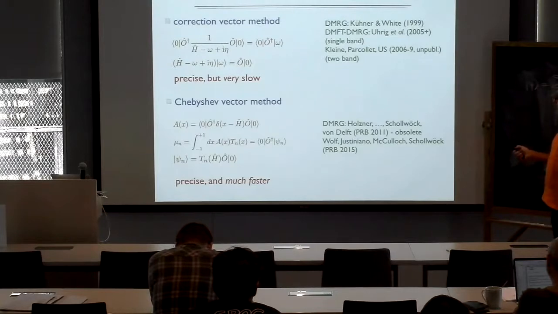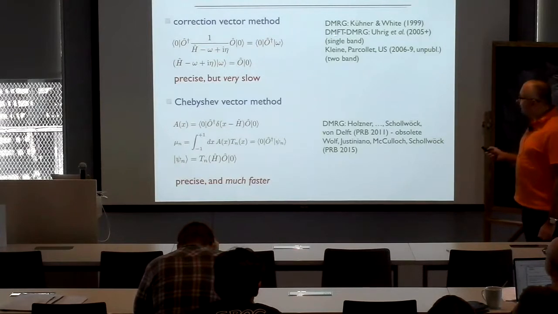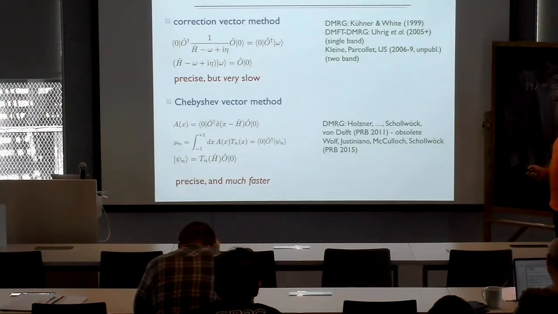This is a very precise method, but it's really extremely slow. So this method has been brought to DMRG by Steve White in 1999. In the DMFT context, the first people who really applied it seriously were Götz Ulrich and a few others. They solved the single band DMFT problem for the Hubbard model on the Bethe lattice admirably.